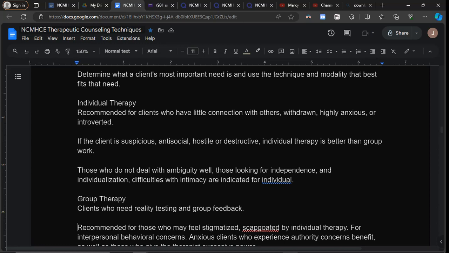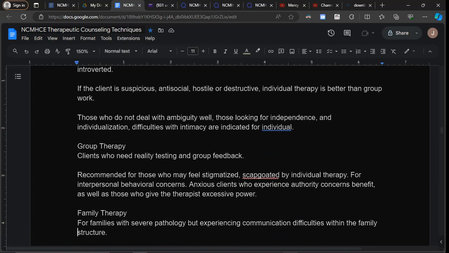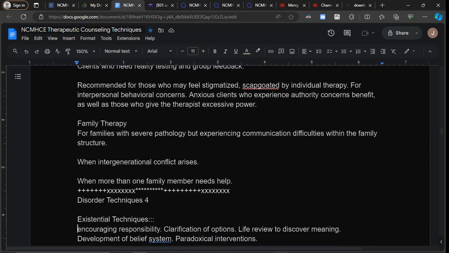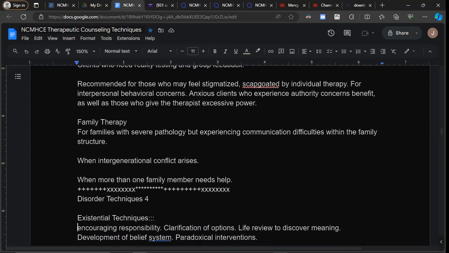Group therapy: clients who need reality testing and group feedback. Recommended for those who may feel stigmatized or scapegoated by individual therapy. For interpersonal behavior concerns, anxious clients who experience authority concerns benefit, as well as those who give the therapist excessive power. Family therapy: for families with severe pathology but experiencing communication difficulties within the family structure, when intergenerational conflict arises, or when more than one family member needs help.